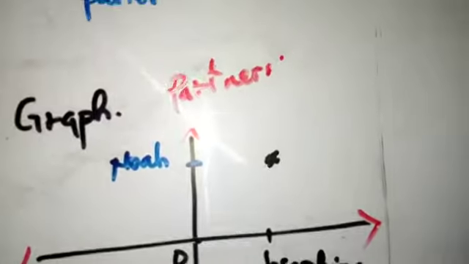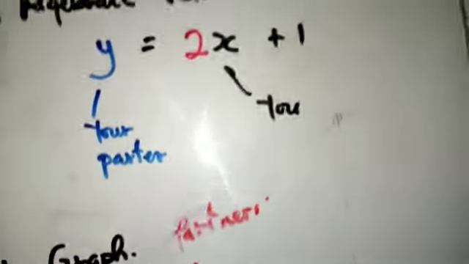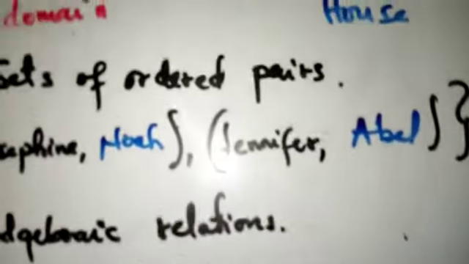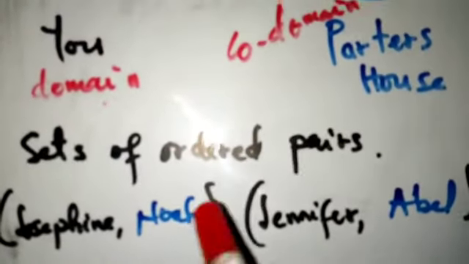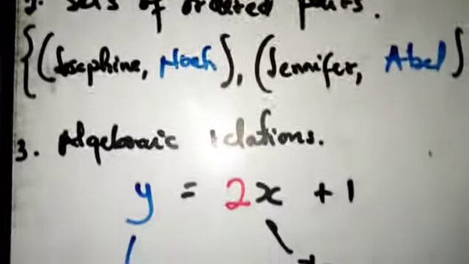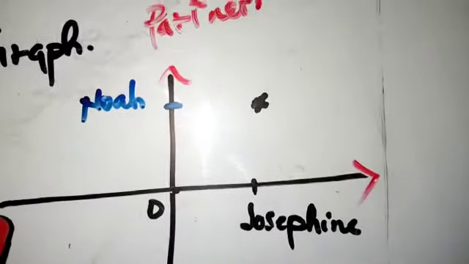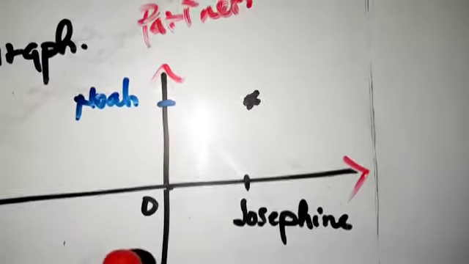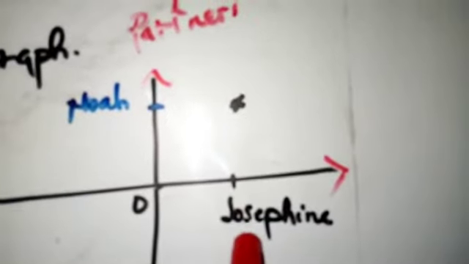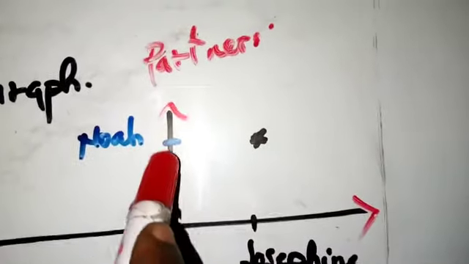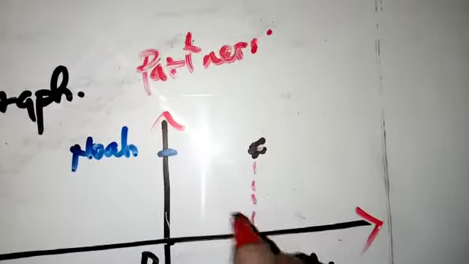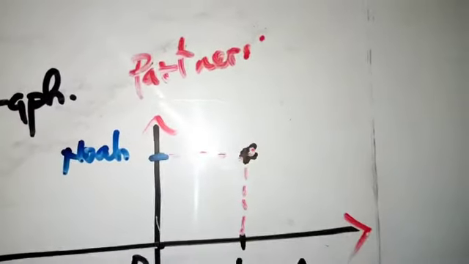I'm going for just the first ordered pair, now that I can use the technical term. It means that Josephine and Noah are partners. Let's see how to represent that on the graph. This line is for the first people, those who are looking for their partners. So Josephine will be here, and Noah is somewhere here. This is where the two of them intersect, so this is where their point will be.